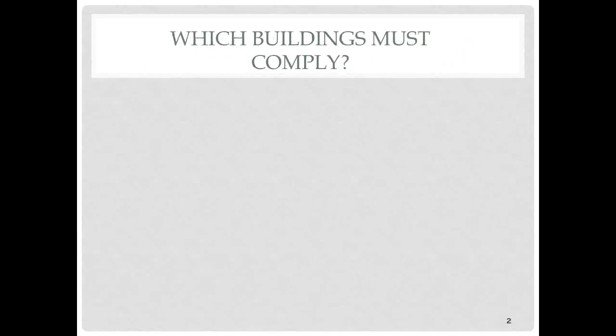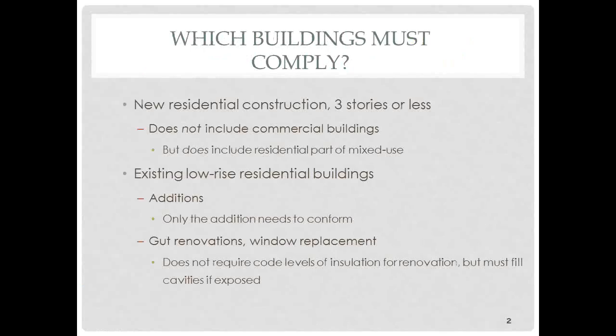So I want to start off by talking about the scope of this code and which buildings it applies to. It's a residential code, which means that it does not apply to commercial buildings. It also does not apply to commercial portions of mixed-use buildings. It's also what's called a low-rise code, which means it does not apply to buildings that are more than 3 stories tall. So basically, we're talking about residential construction of 3 stories or less. In mixed-use buildings, 3 stories or less, this code does apply to the residential portion of the building.